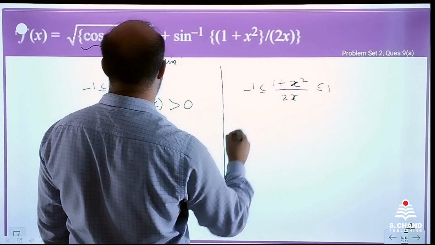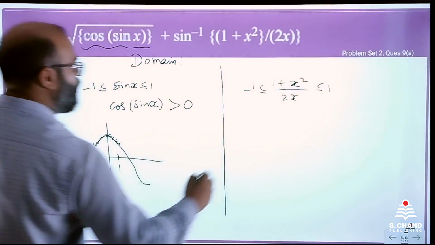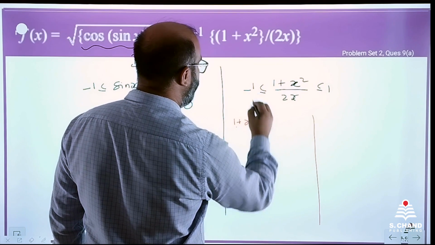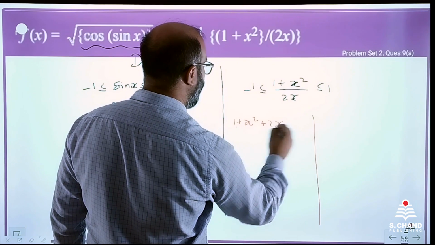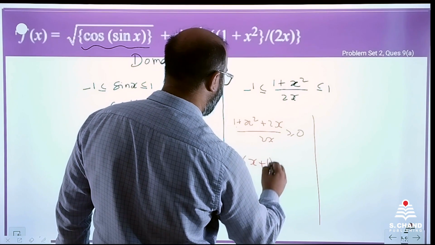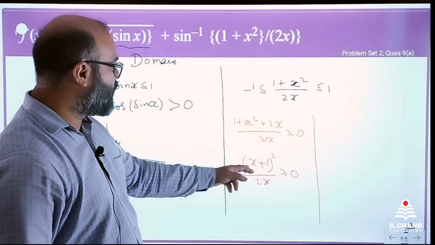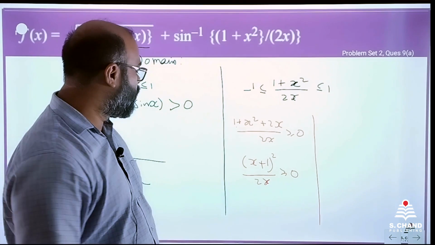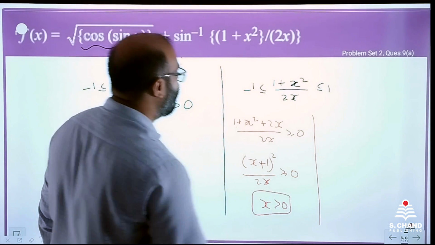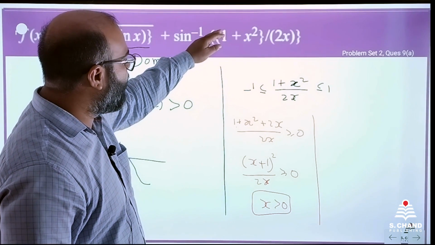Now let us solve it. So when we will solve it, what will happen? We will take two cases. One is 1 plus x square, and you will take minus 1 there. So plus 2x by 2x is greater than or equal to 0. So (x plus 1) whole square by 2x is greater than or equal to 0. Now we know that (x plus 1) whole square is always greater than or equal to 0. So what we have to say is x is also greater than 0. So if we take x greater than 0, it will be satisfied, right?